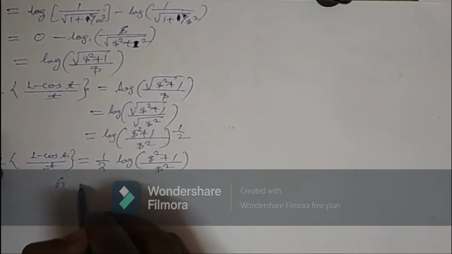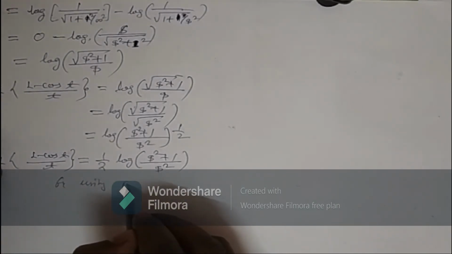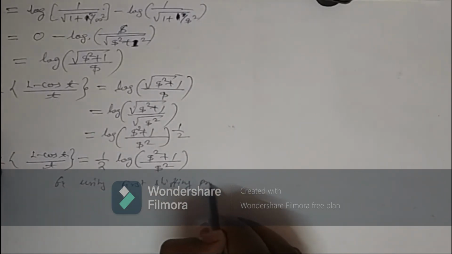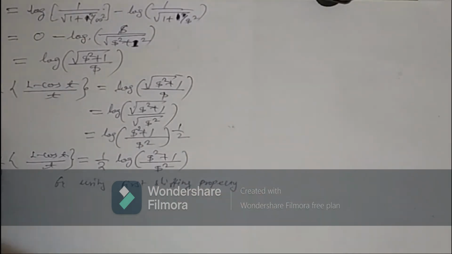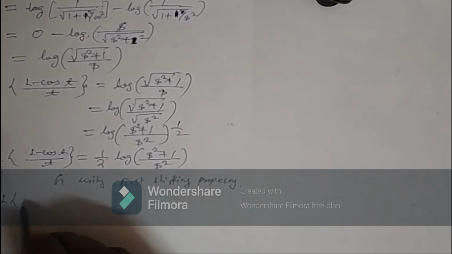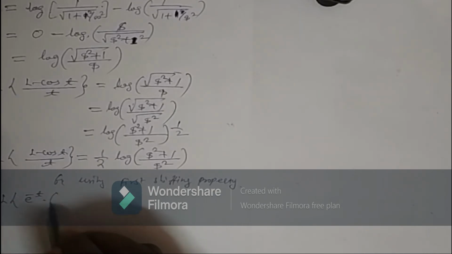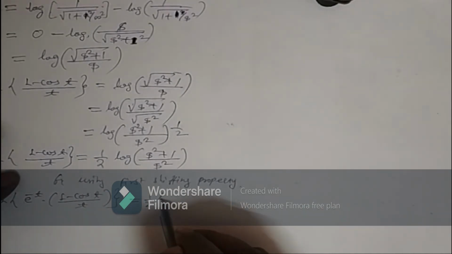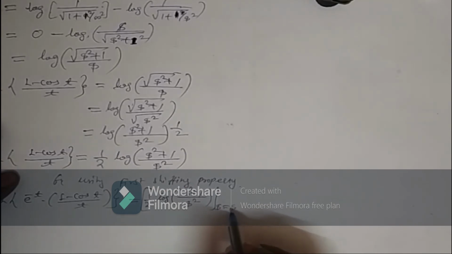Now after that, by using first shifting property. So what is that? Laplace transform of e raised to minus t (1 minus cos t upon t) is equal to 1 upon 2 log of (s square plus 1 upon s square) at s equal to s plus 1.